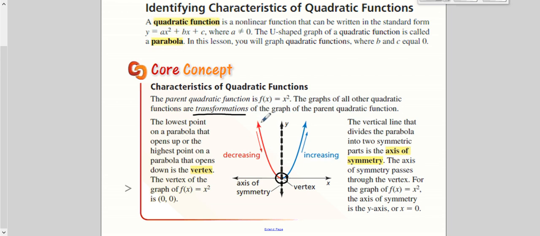This part of the parabola, even though it has an arrow pointing up, right here, is considered to be decreasing because we trace the graph from left to right. Once we pass the vertex, it is now increasing. Decreasing, increasing. They call them transformations because you take the original function and you do something to it, like multiply it by the value of a, to change it and transform it into a different graph.